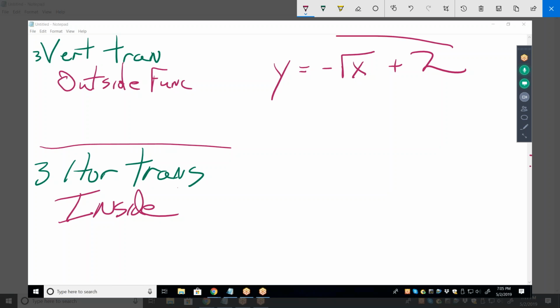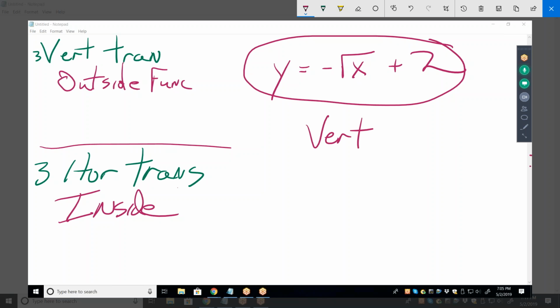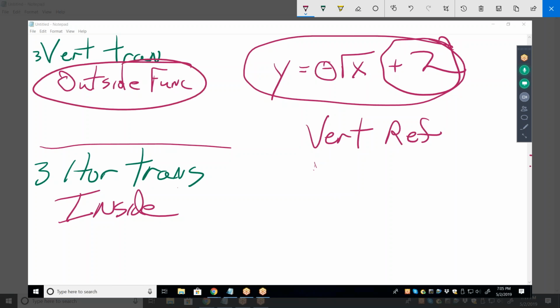So if I'm going to talk about what that transformation is, what is it? Vertical. Okay, so it's a vertical what? Reflection. Good. That's doing that first. Plus what else is it? Is that outside the function or inside the function? Outside. So that'd be vertical or horizontal? Horizontal. No. Everything outside is vertical. Everything. So whatever it is, it's vertical.